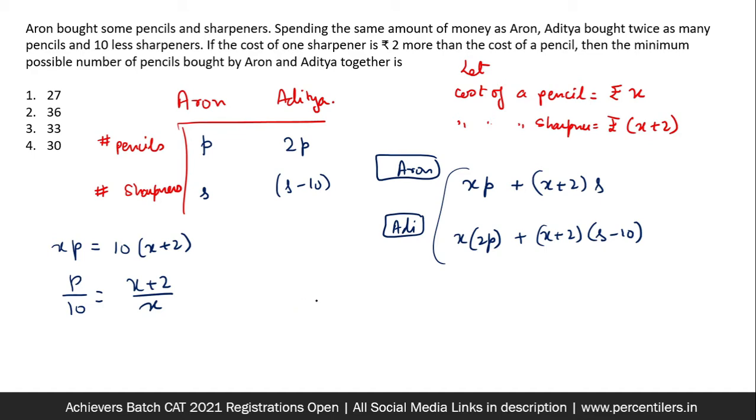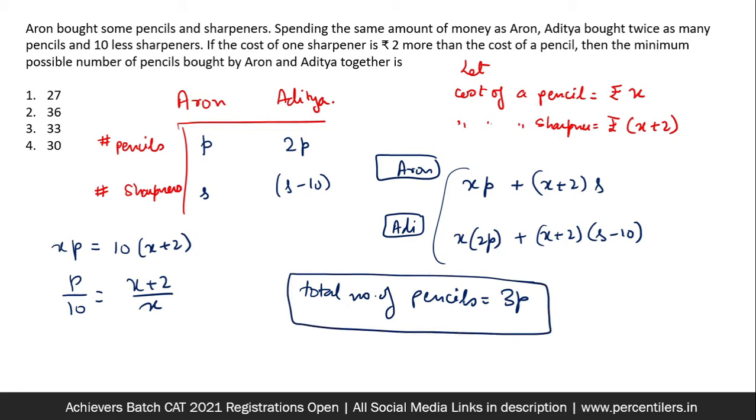And the total number of pencils bought is 3p. P by Aaron and 2p by Aditya. So total number of pencils bought were 3p. So if we can find out the minimum possible value of p, we can actually find out the value of 3p. So clearly p cannot be less than 10 or equal to 10. So two options, 30 and 27, are gone because this is the value of 3p, right? So 3p cannot be 27 or 30.